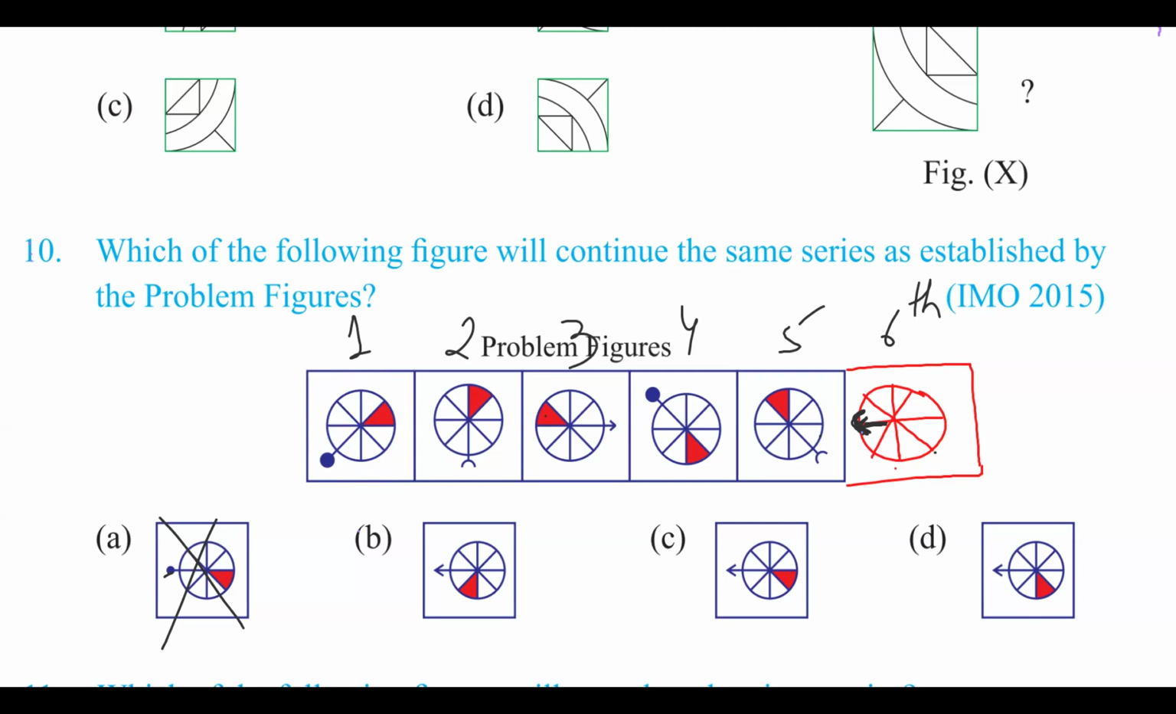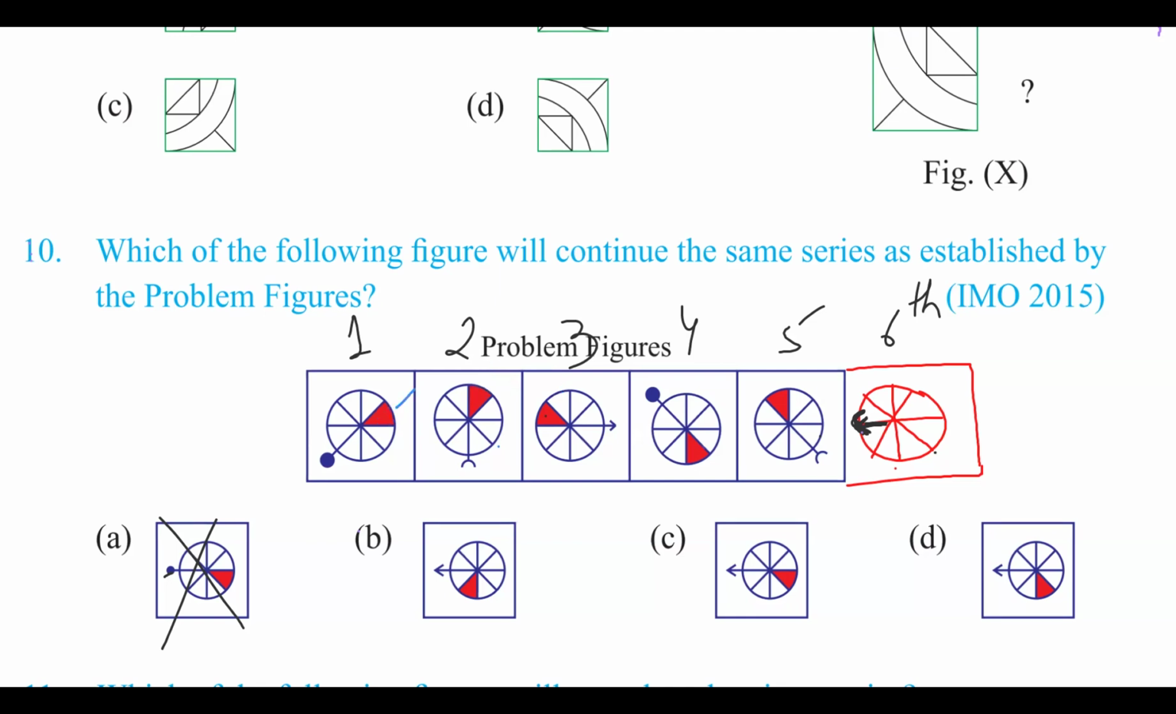Okay, what is being followed? See, in the first one, this part is colored. Then we can see in the second figure, it has just moved to the next part in the anti-clockwise direction over here. But in the third figure, we can see it is not going to the next part, but leaving one and then to the next. That means it is moving by 2 steps.